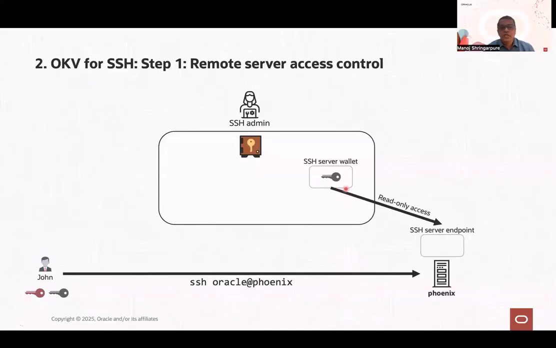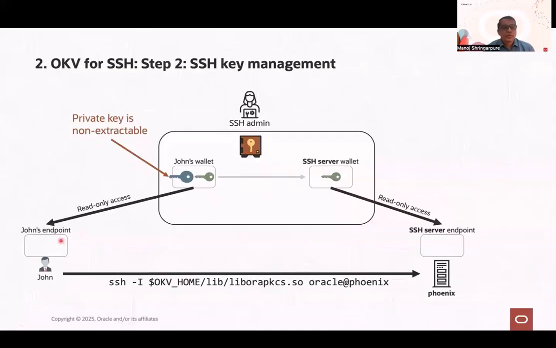So suppose John leaves. It is very easy. I just revoke this key, and his access is removed. In case it is temporary, I could reinitiate his access. Second, I could also keep John's private key inside the Oracle key vault and make it non-extractable. Otherwise, today, if John has a private key and he shares this private key with multiple people, all of them have access to this SSH or this end server.